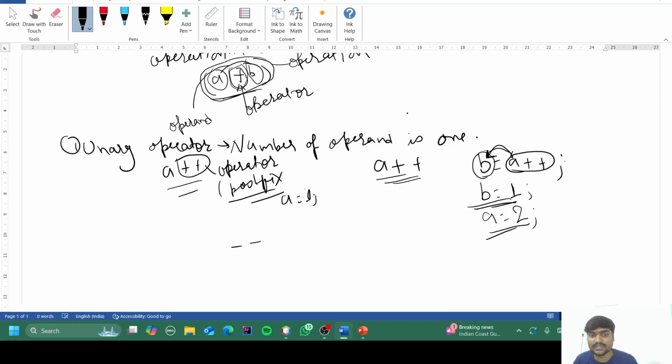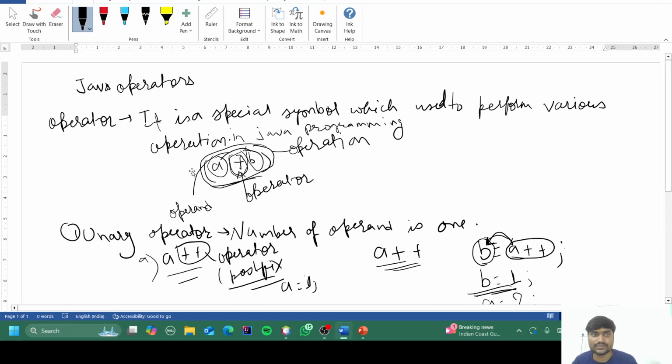Now another one is minus minus. Now what does a minus minus mean? Suppose a is equal to 1, so now b is equal to a minus minus. The same thing: first the value of a is assigned to b, then it is decremented by 1. That means b becomes 1, and now the value of a is decremented by 1, that is a becomes 0. So these two are the postfix operators, the unary operators of postfix.